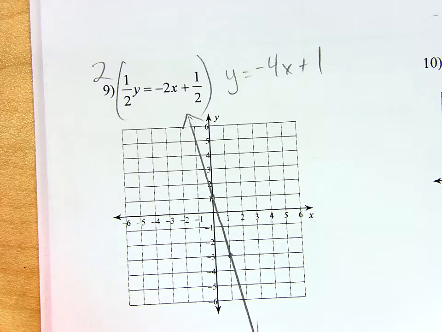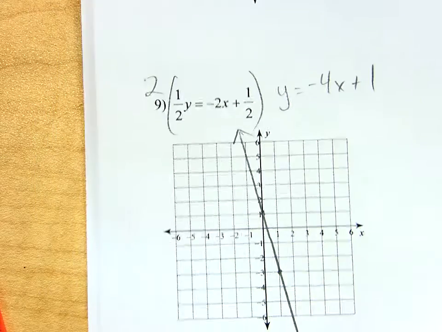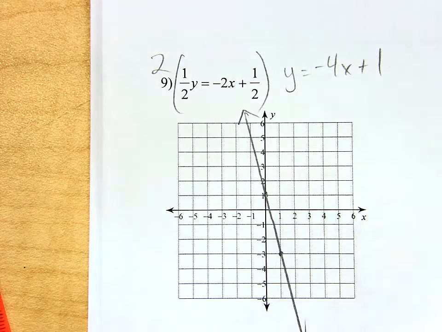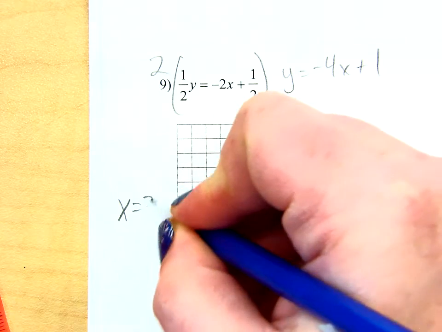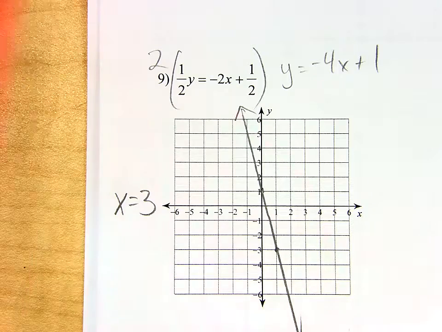Super easy? Okay, on that same grid, so the same grid for number 9, we're just going to reuse the grid space. Do me a favor and graph this, x equals 3. Don't say anything out loud, just graph it. Graph the line x equals 3 on that same grid.